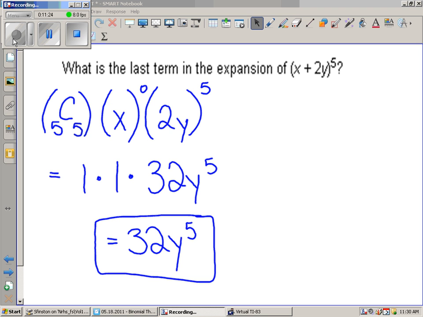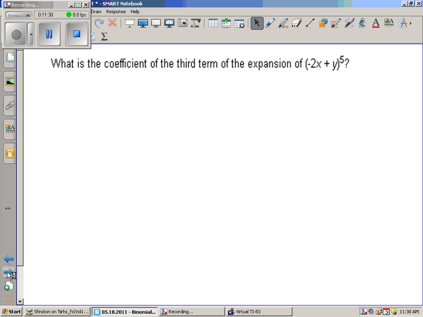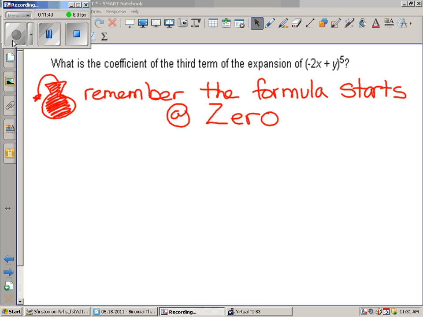We got one more problem to do. It's not that when they ask for the last term, they hook you up. Let's just say they ask you for the third term. Here's what you have to remember. Remember, the formula starts at 0. So if I'm looking for the third term, you count on your hands. 0, 1, 2. Do you understand? The third term is where it's 2.